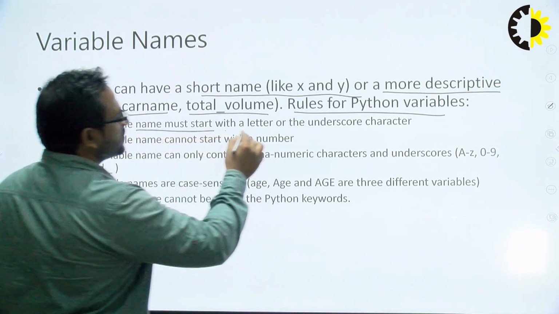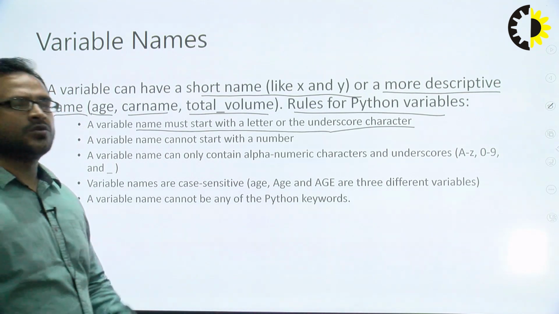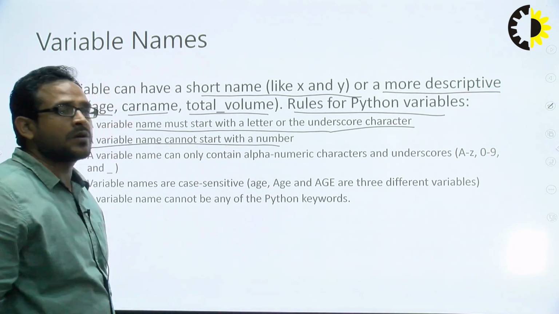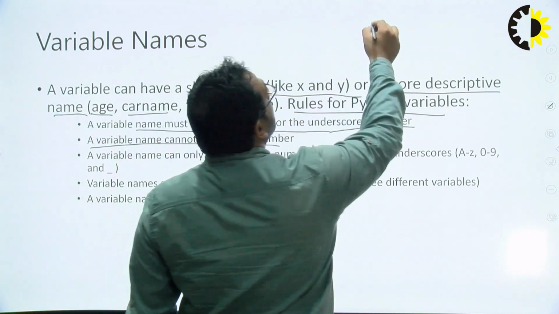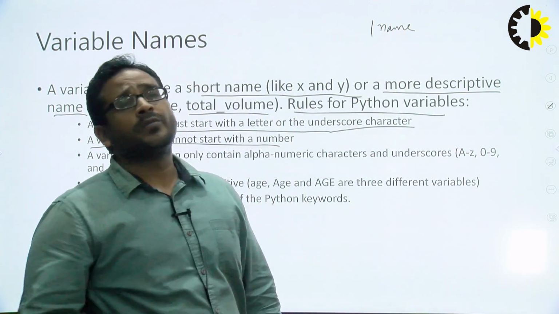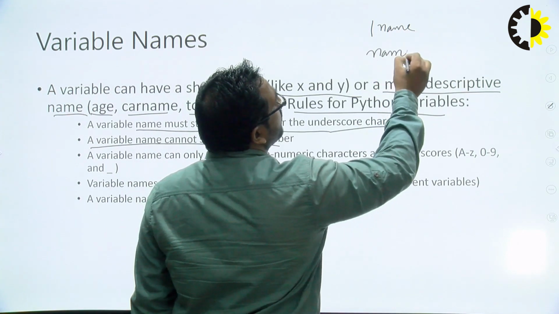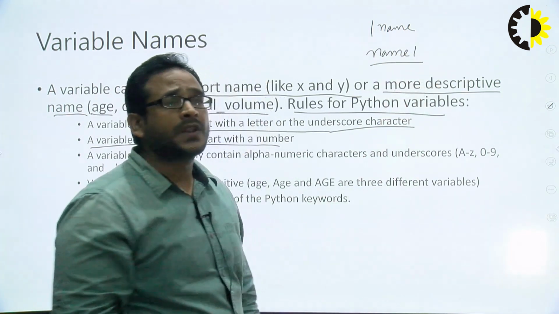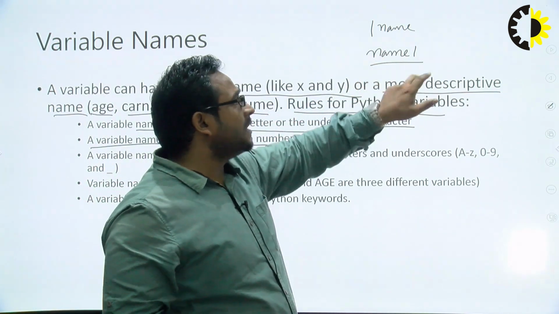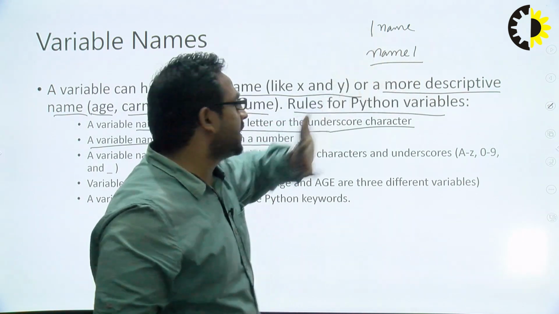A variable name must start with a letter or the underscore character. No special character can be used at the start. And a variable name cannot start with a number. Suppose you want to create a variable like 1name. That is wrong because it starts with a number. Suppose you create a variable with the name name1. That is good, right? It is okay. If you want to use a number, you can use it after the characters. But if you start with a number, it is wrong.